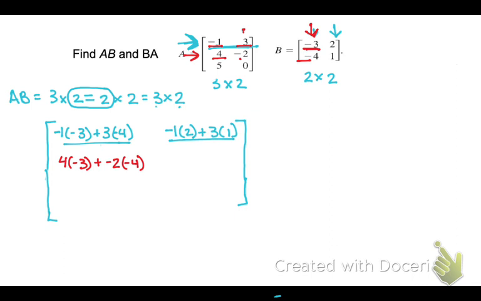Okay. So now I need to finish this row with the second row, second column. So 4 times what?